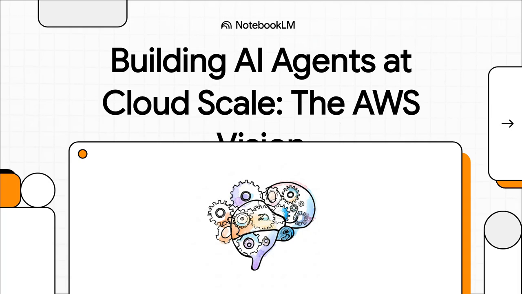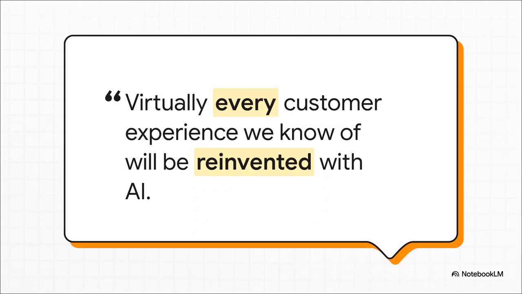All right, let's jump right in. Over the next few minutes, we're going to talk about a massive shift happening right now, how we build AI agents at cloud scale. We'll look at the AWS vision, the open source tools that are making it all possible, and what it really means when your software starts to think. And this quote from AWS's Anjay Barth really sets the stage perfectly.